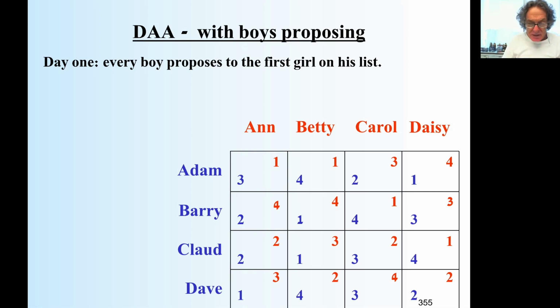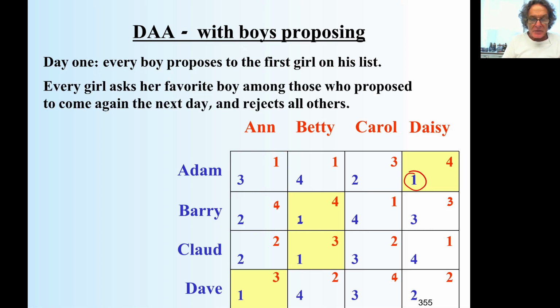Let's see how it works on day one. Adam goes to Daisy, because Daisy is number one for Adam. Barry will go to Betty. But also Claude goes to Betty. And Dave goes to Anne. Good. So now, on day number two, Betty is going to reject Barry.